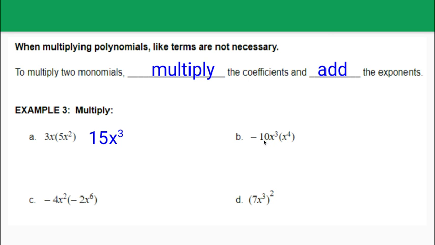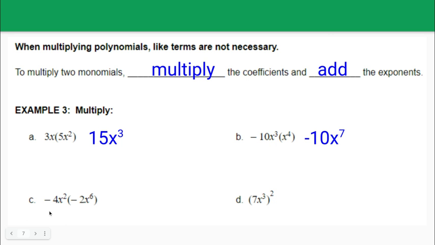Okay? All right, so for letter B, -10 times a positive 1 is still -10. Remember, you write this out. These are 3 x's multiplied, and that's 4 x's multiplied. So in all, there were 7 x's multiplied. Okay? Pause this video, try C and D, see how you do, and replay it when you're ready to check.